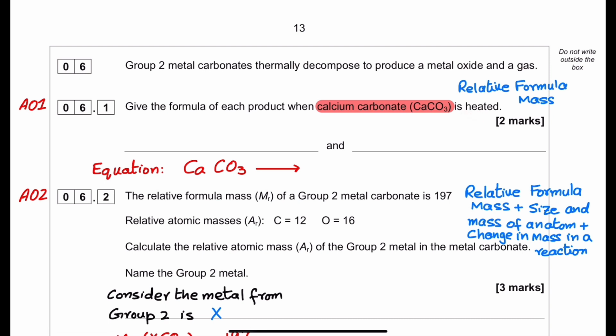This question is an AO1 question and it is from the topic of the relative formula mass. The given information is the metal oxide is produced and the gas is produced. We are given calcium carbonate. The metal which is used here is calcium, and we know that a metal oxide is formed, so it means calcium oxide is formed here.